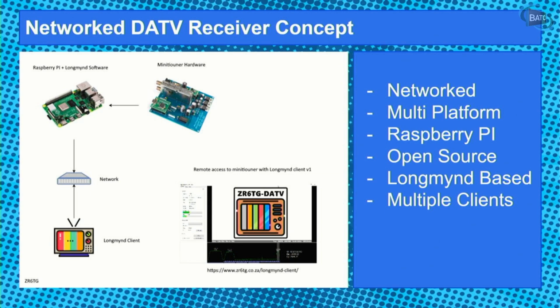We can use a Raspberry Pi for this network DATV receiver, specifically because there's not a lot of processing required. Longmynd doesn't actually decode the video and audio feed, but rather just passes the data along on a UDP port.